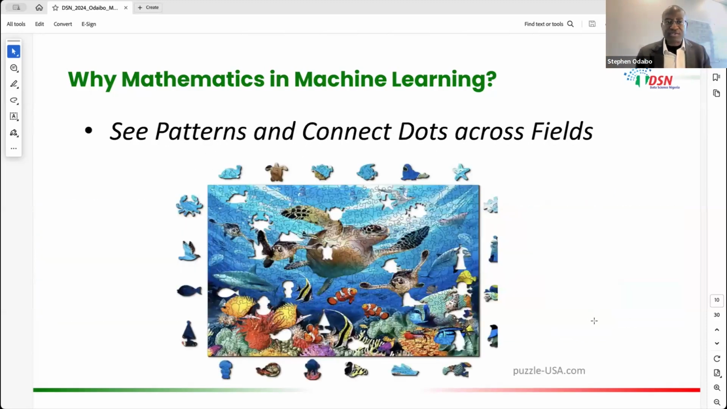And now, why else? As I already led into this, it's patterns and dot connection across fields. It's the language, not just of machine learning, but it's truly the language of the physical world, of our universe. And so it'll give you opportunities because AI is not restricted to one subset or the other. I'll give you an example. For example, signals processing, right?